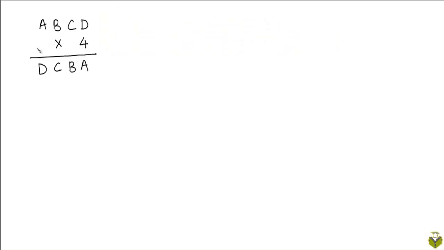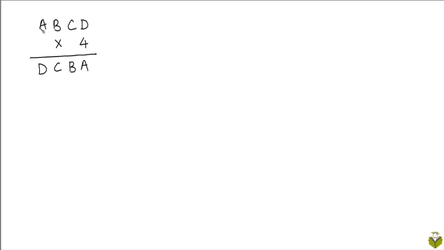Let's try to solve this multiplication cryptarithm. A 4-digit number ABCD is multiplied by 4, and the result is also a 4-digit number, DCBA. So the order of the digits is reversed in the product. We need to infer the values of these letters A, B, C, D. We need to infer what digits they represent.